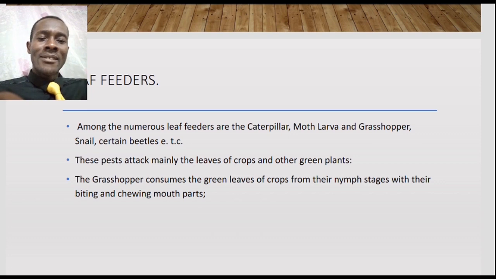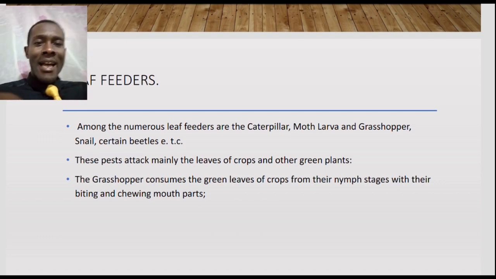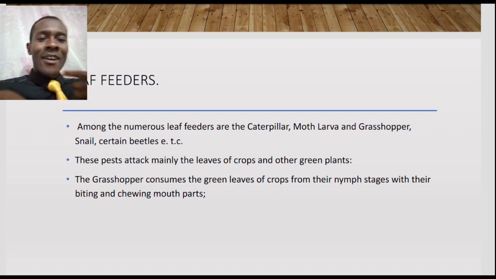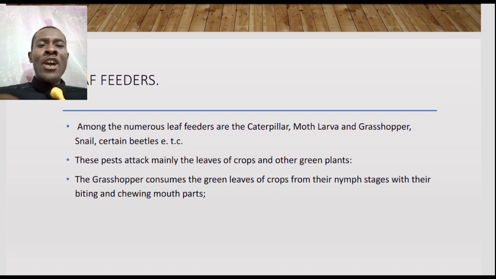And you know, when a leaf is attacked, the main effect to that plant is that it will lose its photosynthetic ability. It will no longer manufacture carbohydrate for itself, and the plant tends to wither gradually, and before you know it, the plant is off, and the farmer gains nothing at the end of the day. So these pests attack mainly the leaves of crops and other green parts of a plant.